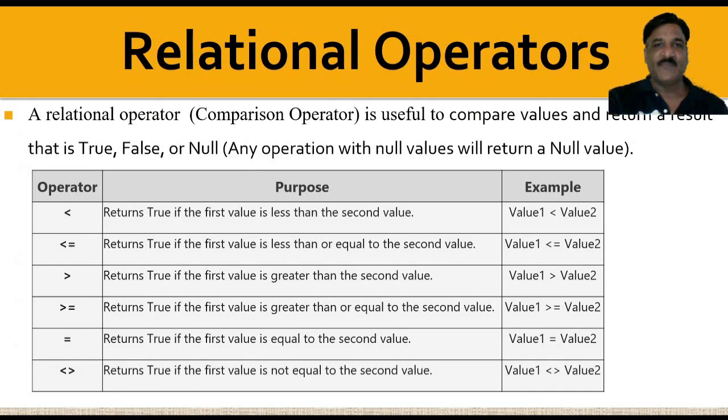and finally we will see how to derive a new column, which is also known as a calculated column. A relational or comparison operator is useful to compare values and return a result of either true or false, or it may return a null value. Remember, any operation that you perform with null values will also return a null value. So what is a null value? A null value is neither a 0 nor a blank space. MS Access supports various relational operators like less than, equal to, greater than, and not equal to.